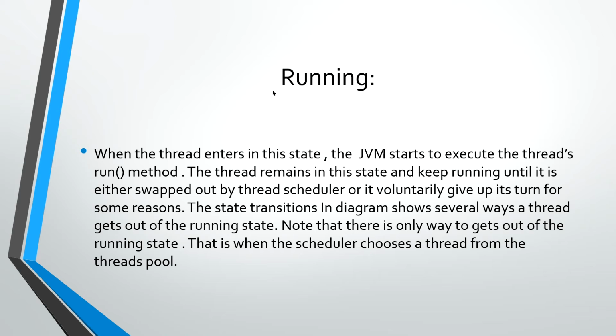So the JVM starts to execute the thread's run method. The thread remains in this state and keeps running until it is either swapped out by the thread scheduler or it voluntarily gives up its turn for some reason. The state transition diagram shows several ways a thread gets out of the running state. Note that there is only one way to get into the running state. That is when the scheduler chooses a thread from the thread pool.